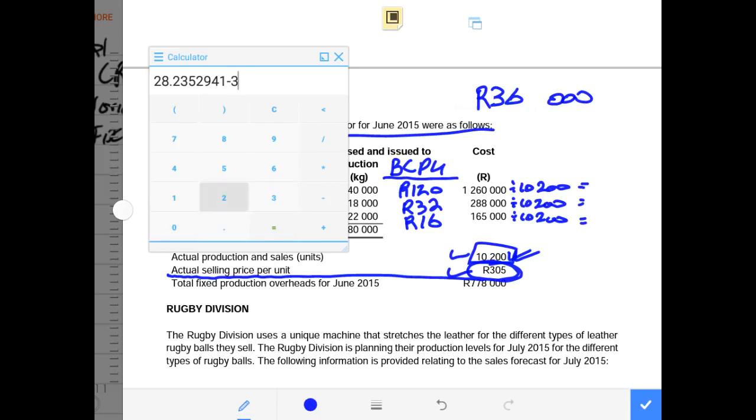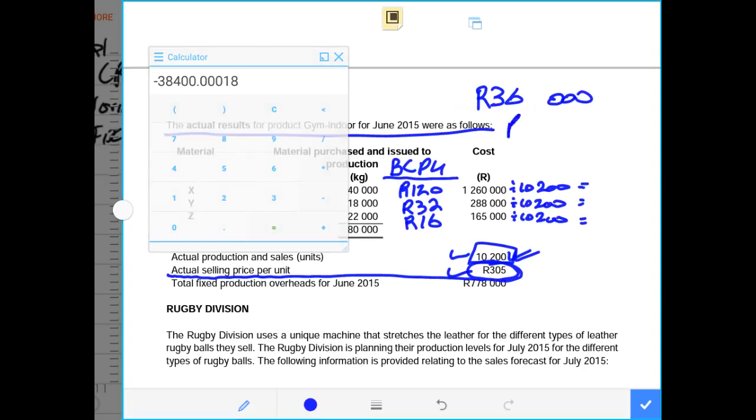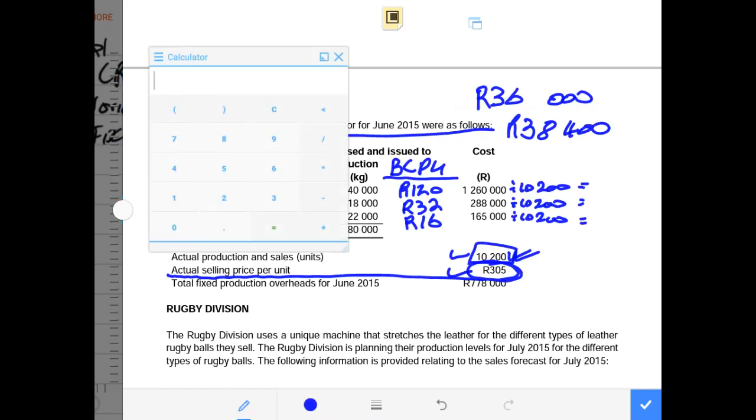Then we say 288,000 divided by 10,200, minus 32, and we multiply this by 10,200, and we can see that it gives us a variance of 38,400. Then again we say 165,000 divided by 10,200, minus 16, then times this by 10,200. This will give us 1,800.